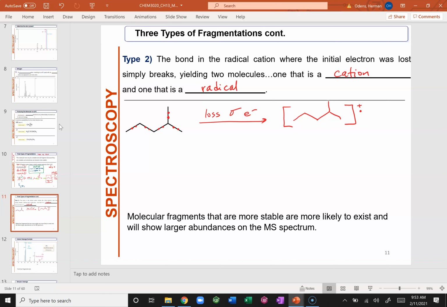So let's say, for example, we've talked about carbocation stability also. So look for the formation of the most stable carbocations. If this is a carbocation stability ordering, then tertiary will be more stable than secondary, more stable than primary.